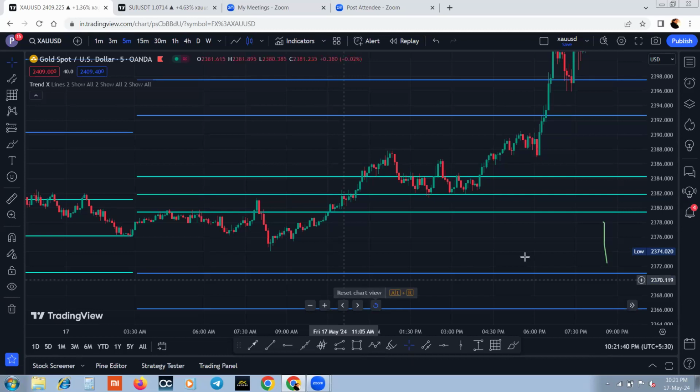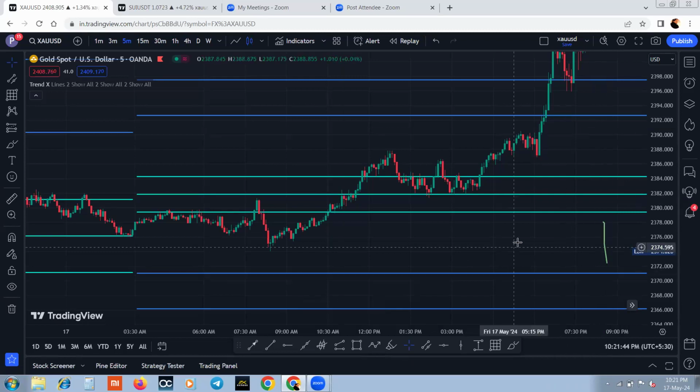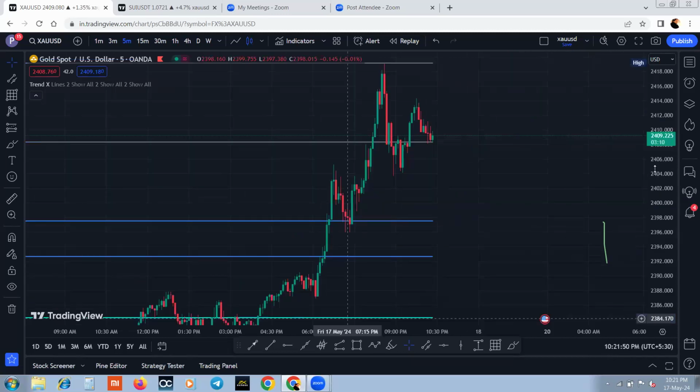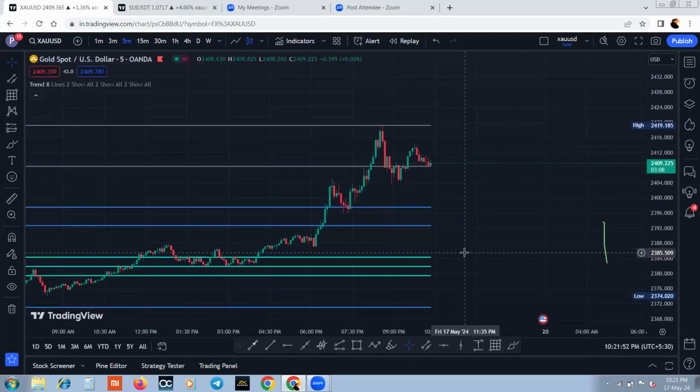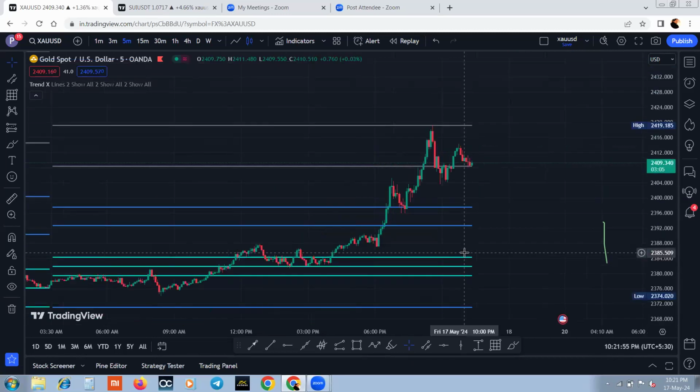What I typically do on higher time frames, trend X with indicator X, is look where the pivot points meet on higher time frames with liquidity levels. Those are the best locations where you can start looking for either reversals or continuations, okay? Let's say on support levels.